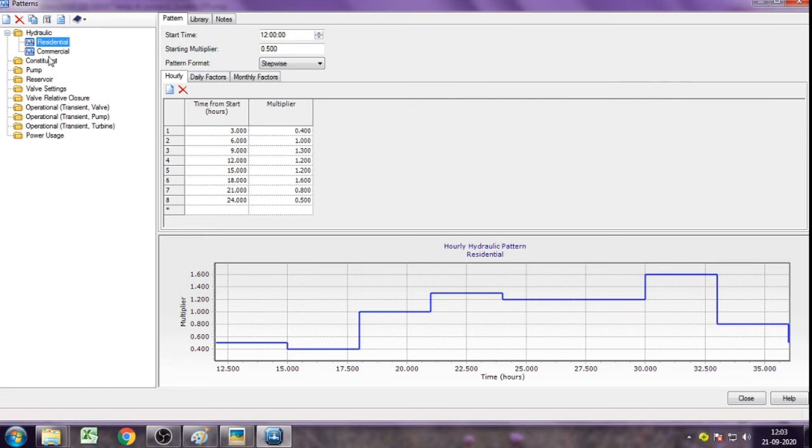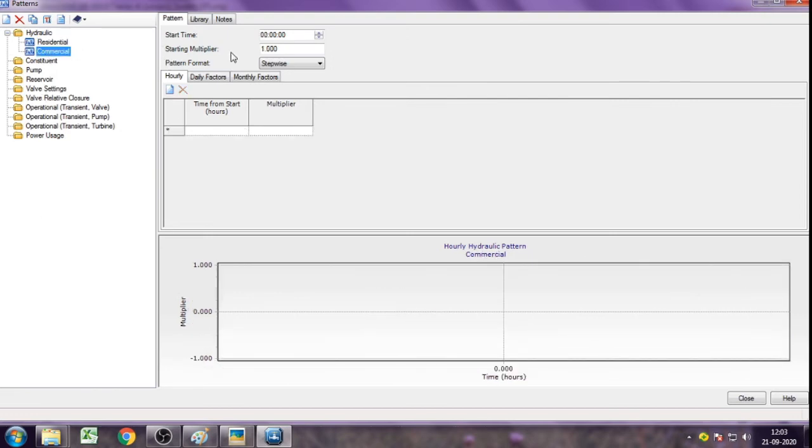Now we will be doing the same for the commercial case also, but as you know, in the commercial case the water demand pattern will be different at different times because of the requirement. So start time again 12 am and starting multiplier 0.4. So this means that during the night time the water requirement is 0.4 times the base demand.